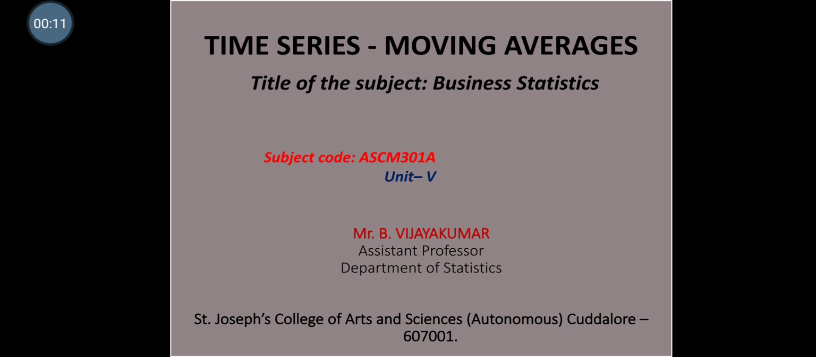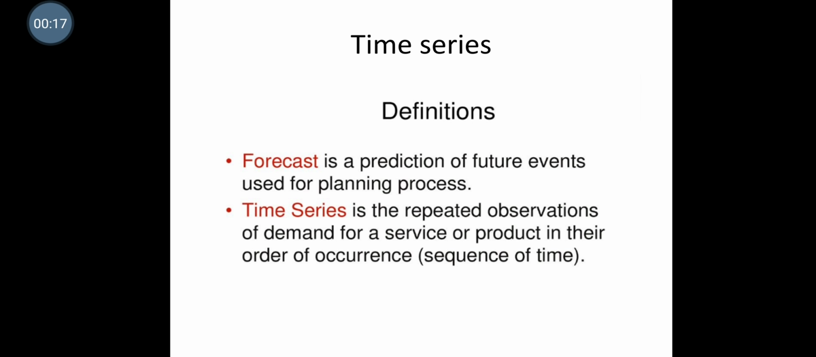Today my topic is time series moving averages. A forecast is a prediction of future events used for the planning process. A time series is the repeated observation of demand for a series or a product in the order of occurrence, a sequence of time.